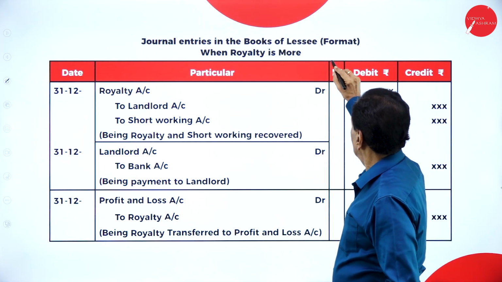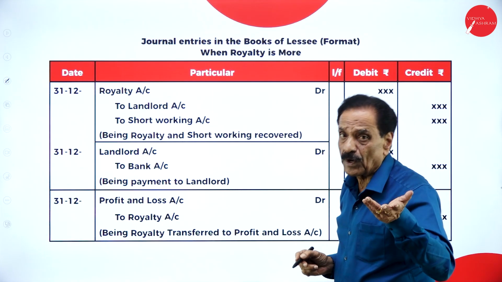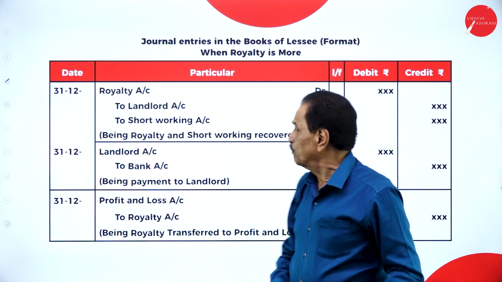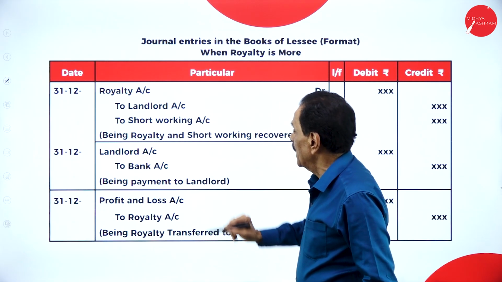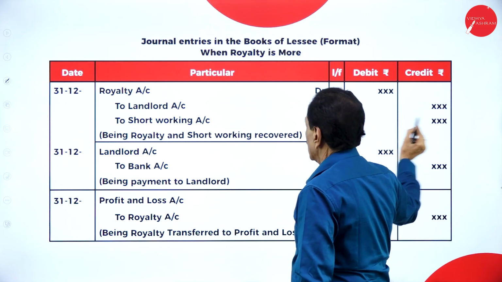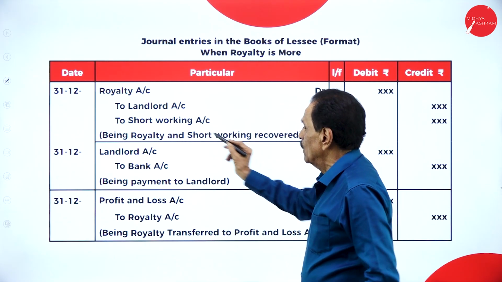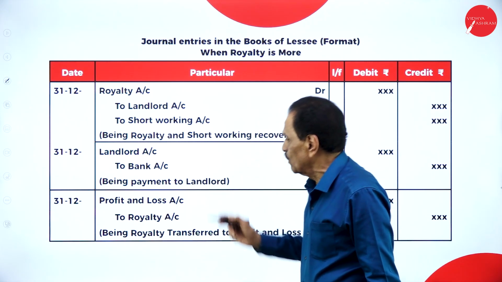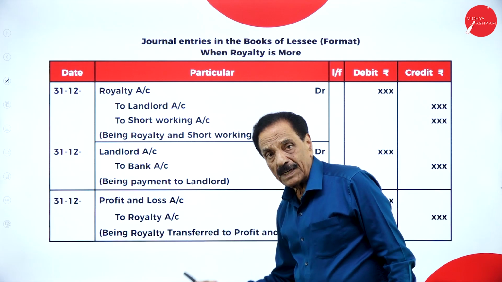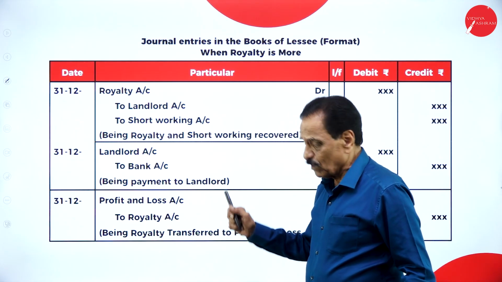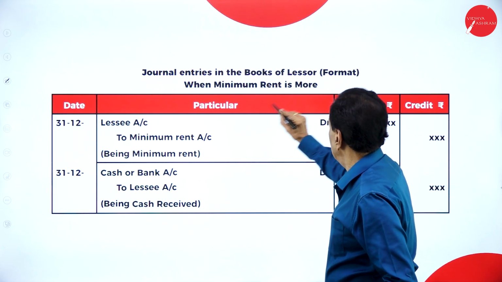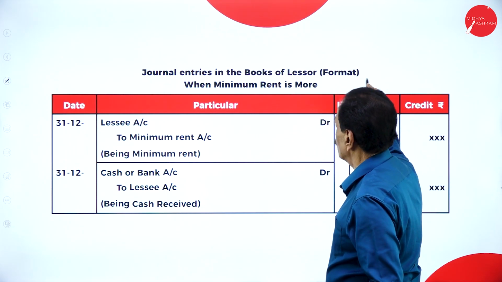Then the journal entry in the books of the lessee when royalty is more. Earlier the minimum rent was more; now the royalty is more. Entry: royalty account debit to landlord account and to short working account, meaning the short working is recovered. Then landlord account debit to bank account. Transfer entry: profit and loss account debit to royalty account. Then the journal entry in the books of the lessor, when the minimum rent is more, in lessor book format.